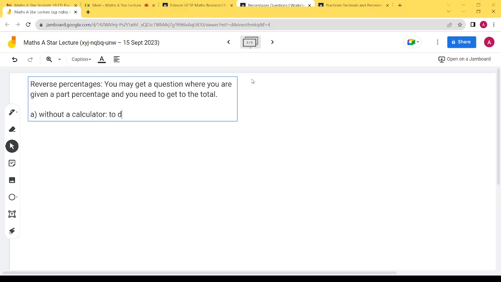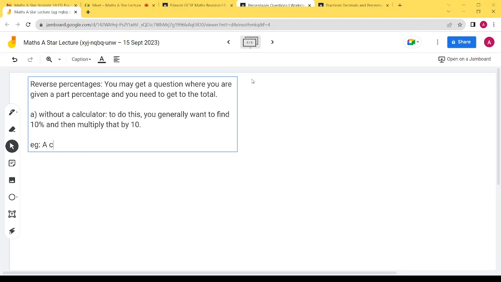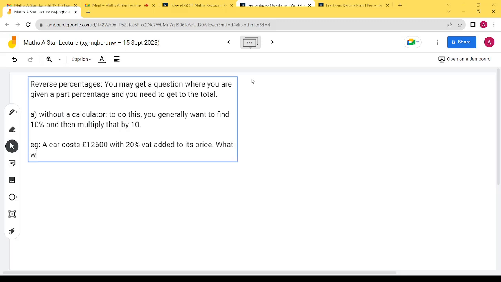To do this, you generally want to find 10% and then multiply that by 10. That wouldn't necessarily work with every calculation in the world, but for the calculations they would give you in a non-calculator exam, it should be possible. So let's say, for example, a car costs £12,600 with 20% VAT added to its price. What is the cost of the car without that?